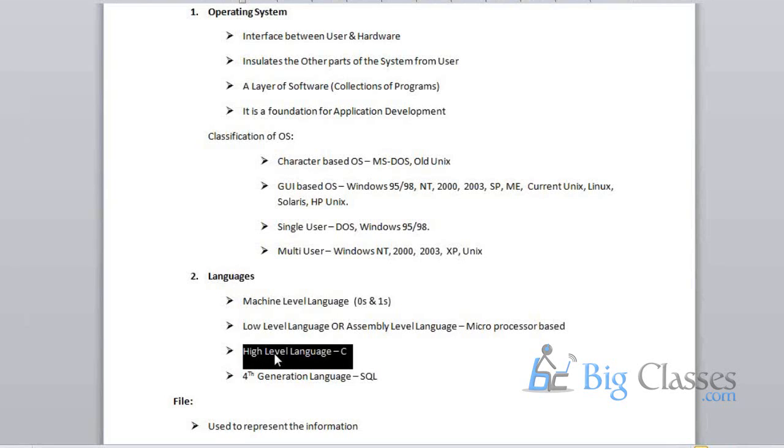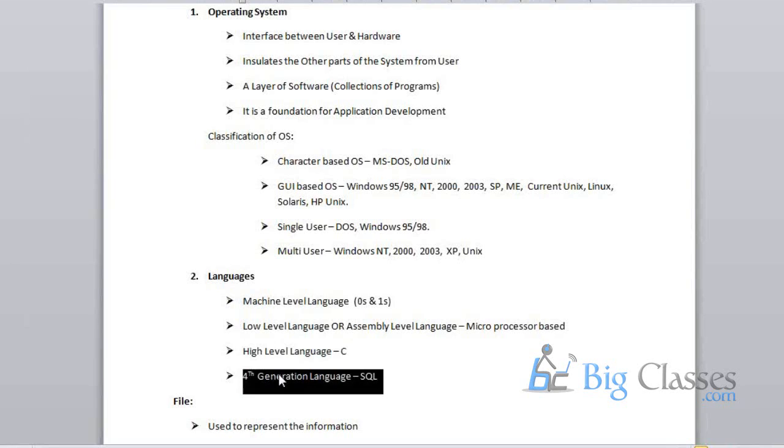Likewise, I told you SQL, that is structured query language. It is written in C programming actually. C programming is very strong. So C language is a robust language. It is a strong language. Then fourth generation language. In languages there are generations: first generation, second generation, third generation, fourth generation. The SQL which we are going to learn is a fourth generation language.